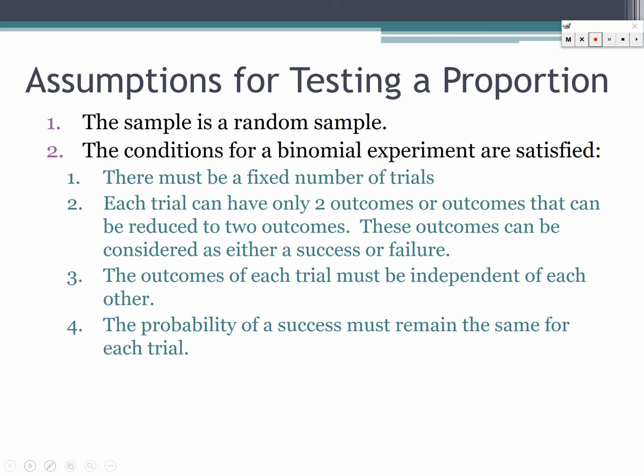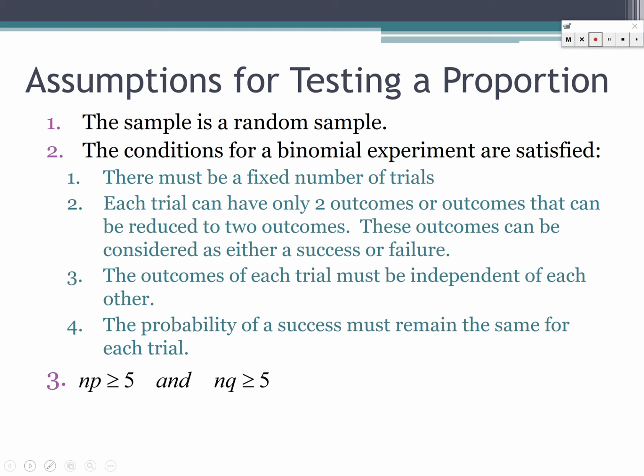Again, we don't get to do the actual research piece. We get, here's the information. We assume that these things have happened. We assume the sample's random, the conditions for the binomial were met, and n times p, remember n is our sample size, p is our population proportion, or population percent also. So sample size times our population proportion, greater than or equal to 5.